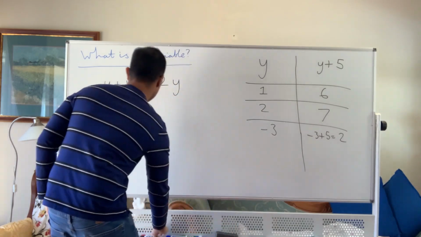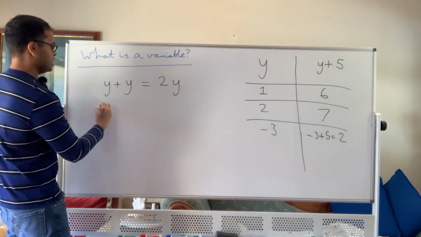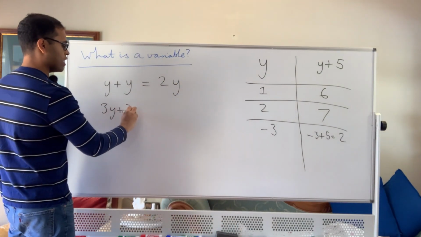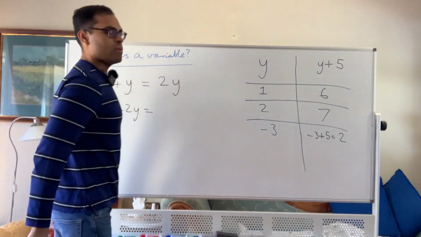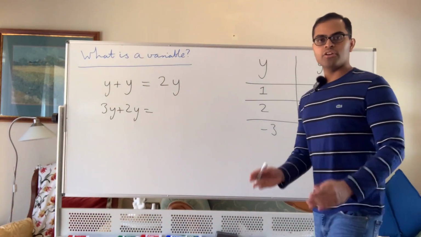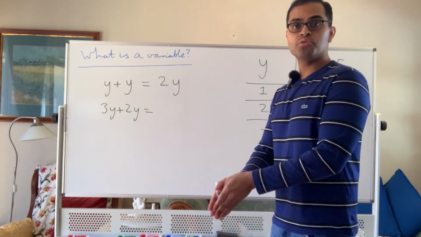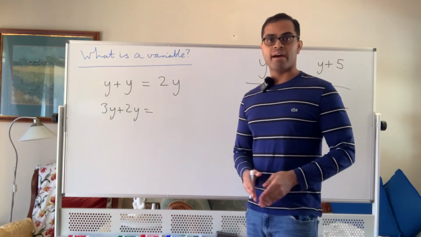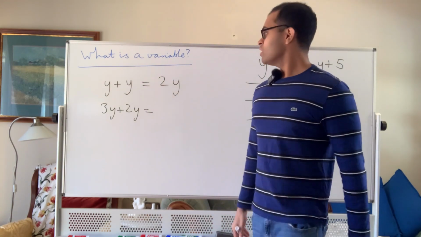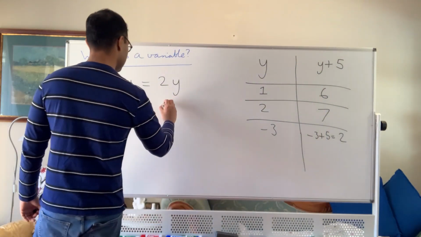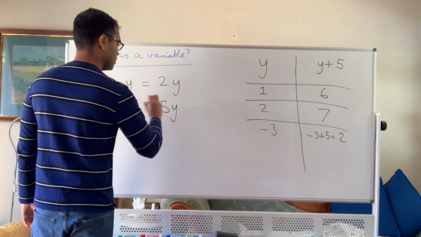And we can keep going. So I encourage you to think about this. What is 3y plus 2y going to be? Again, 3 lots of something plus 2 lots of something. If you like, 3 bananas and 2 bananas. How many bananas do I have? I have 5 bananas. So I would write 3y plus 2y is equal to 5y.